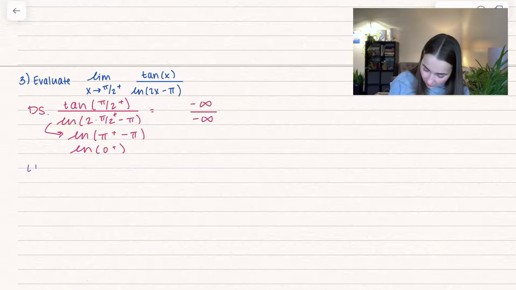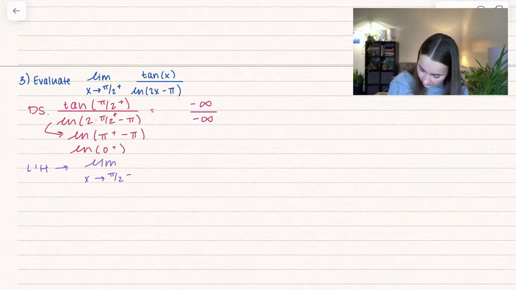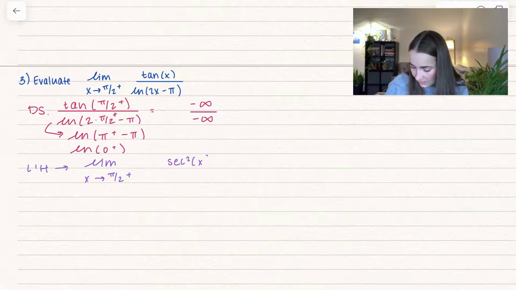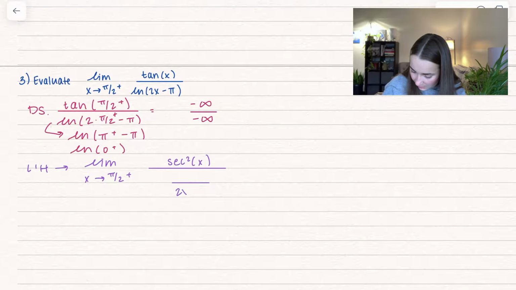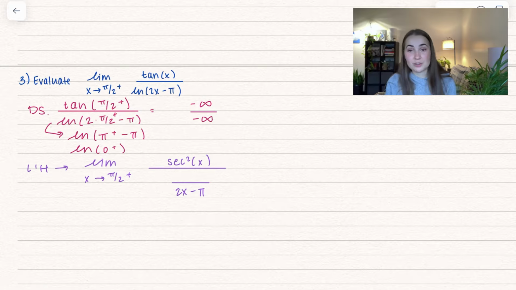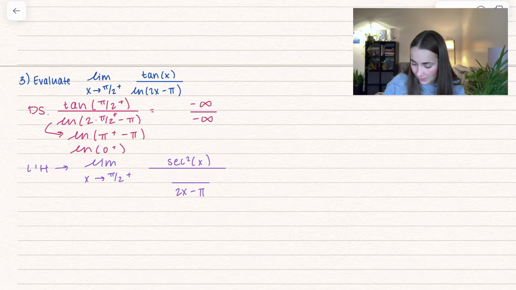So we're going to go ahead and use L'Hopital's. The derivative of tangent is going to be secant squared of x. And now we need to divide that by the derivative of natural log. So I know natural log has whatever's on the inside as the bottom, so 2x minus pi, but the numerator has the derivative, and so the derivative of 2x minus pi is just 2.